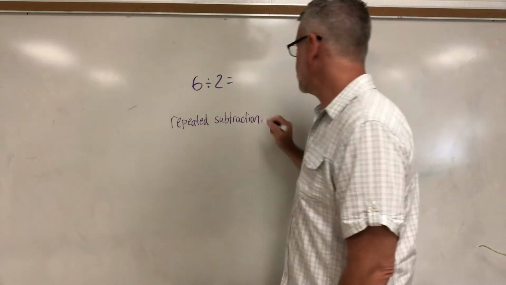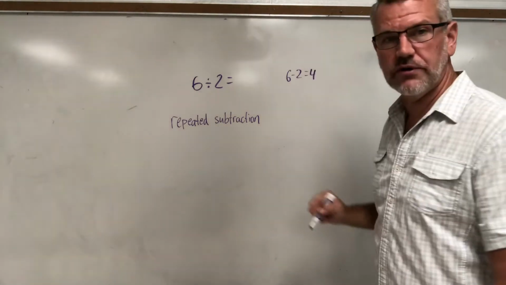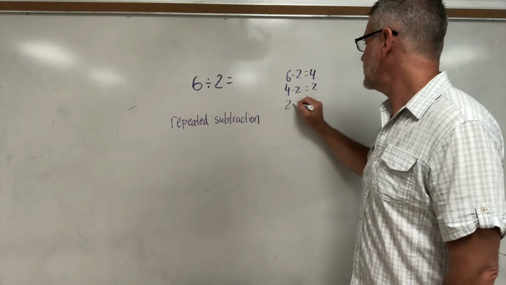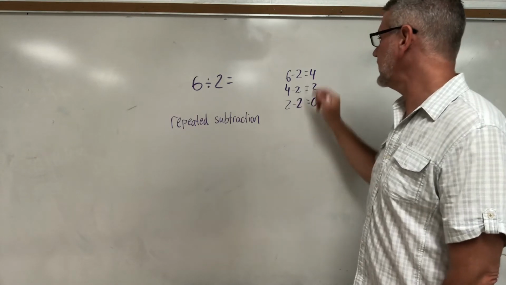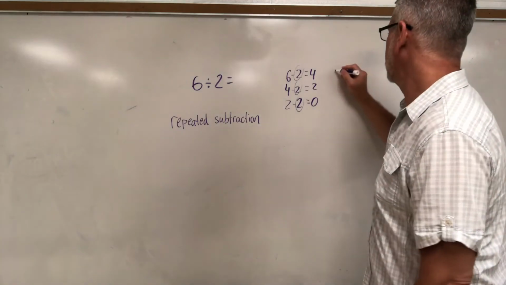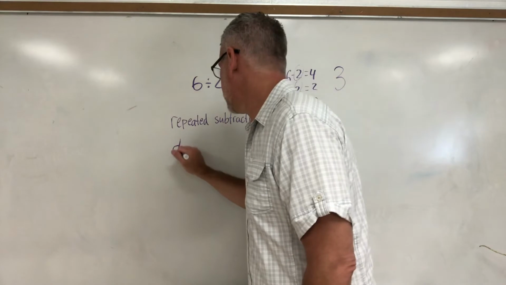And to use repeated subtraction, we would say 6 minus 2 equals 4. 4 minus 2 equals 2. 2 minus 2 equals 0. And then count how many times we took away 2 to get the answer of 3. Okay? Another one we could do is draw a picture.